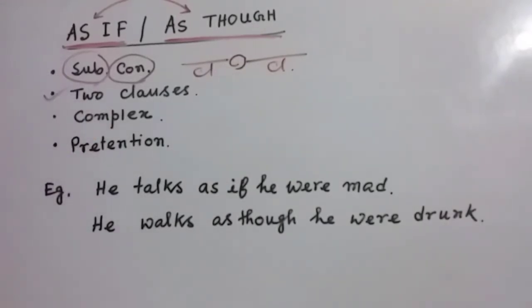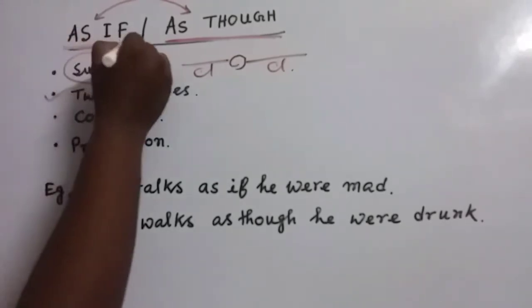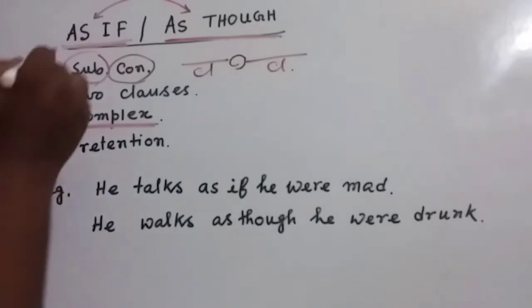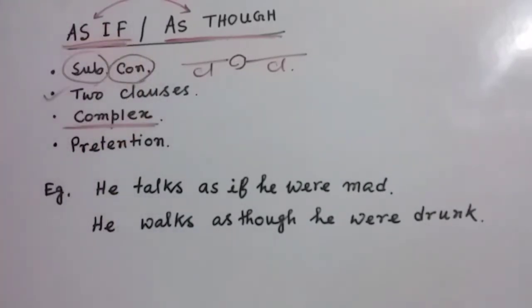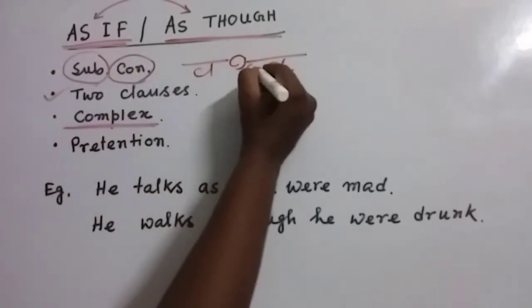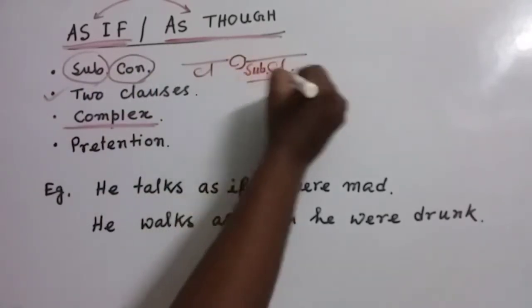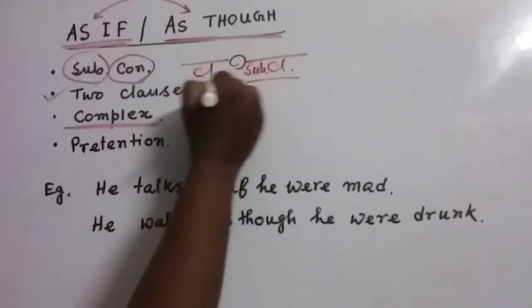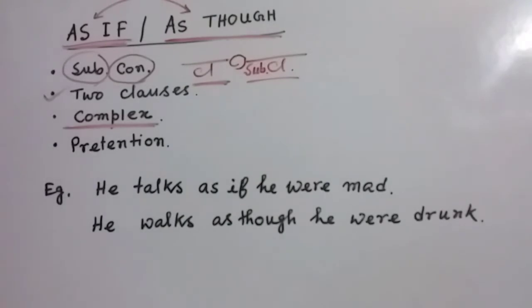I have written here, and my dear friends, it is always used to form complex sentences. Complex sentence means whenever we are using as if or as though, this part will be a subordinating clause, a dependent clause. That means it will be used with a principal clause. This is the important thing.